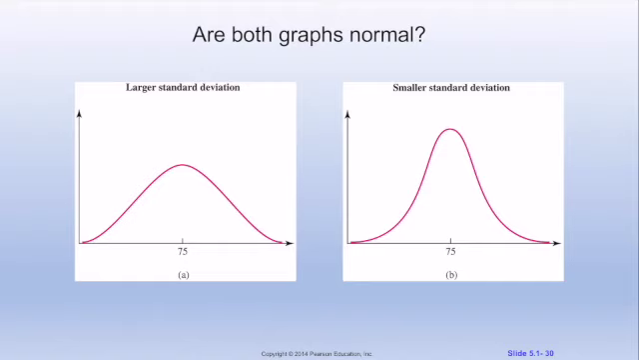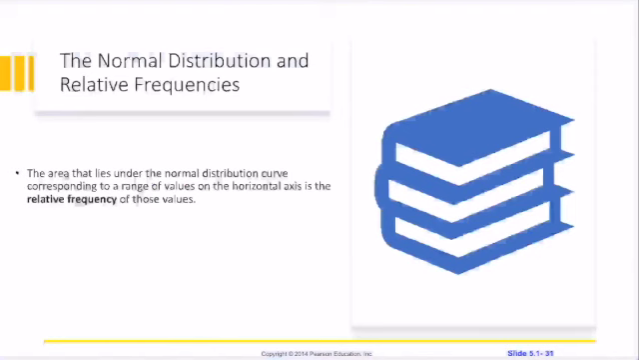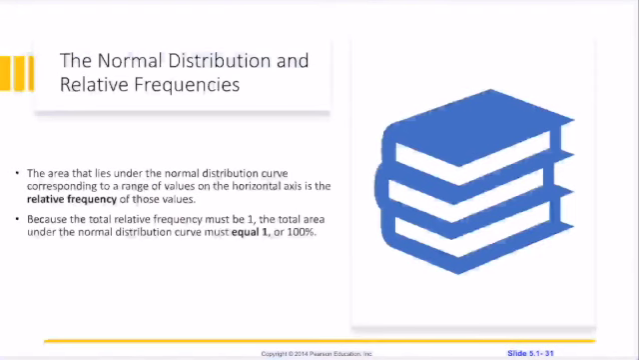The area that lies under a normal curve corresponding to a range of values on the horizontal axis is the frequency of those values. So because our total relative frequency is 1, the total area under the normal curve must equal 1. That's a really important concept. If you have one takeaway, the area under the normal curve is 1.